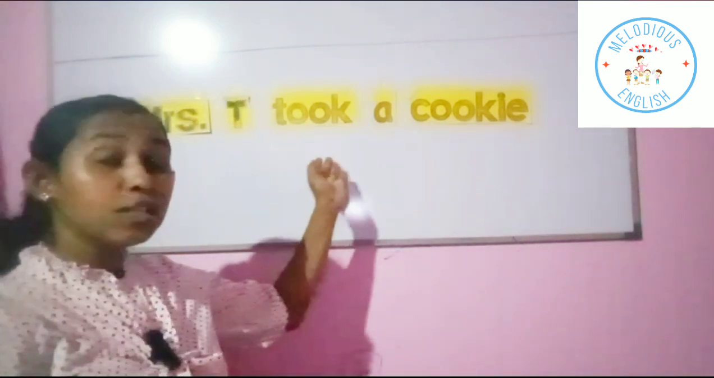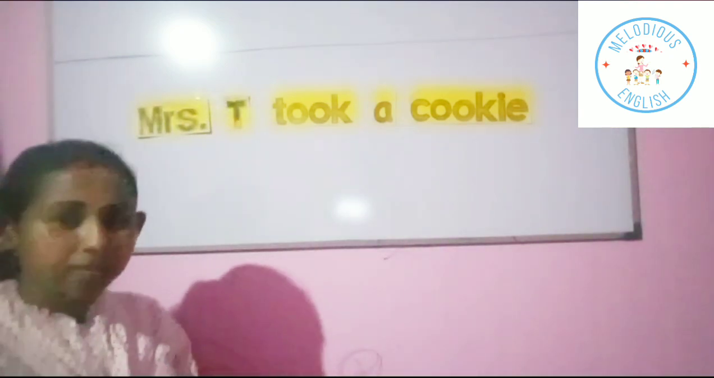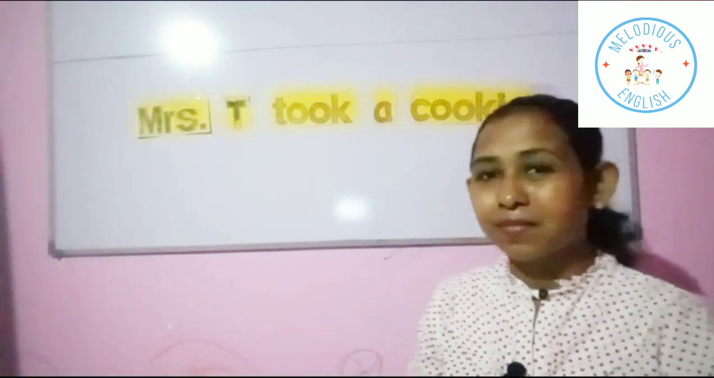Who took the cookie from the cookie jar? Mrs. T took a cookie from the cookie jar. Here, this is an active voice sentence. You know, this is a simple past tense active voice sentence.